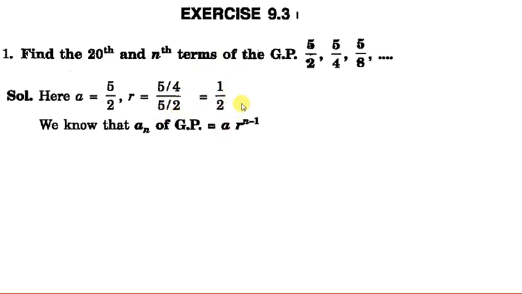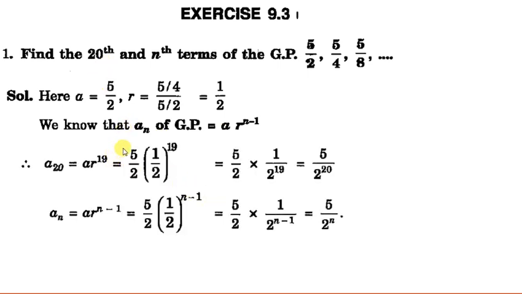So R is half. Now we can find any term. So the 20th term will be A, that is 5 by 2, into R to the power 19. यहाँ बेस सेम है डिनोमिनेटर में, तो पावर्स ऐड हो जाएंगी, सो it becomes 5 upon 2 to the power 20. इसी तरह से nth टर्म अगर फाइंड आउट करनी तो it will be A into 1 by 2 to the power n minus 1. Again in the denominator powers will be added, so you get 5 upon 2 to the power n.